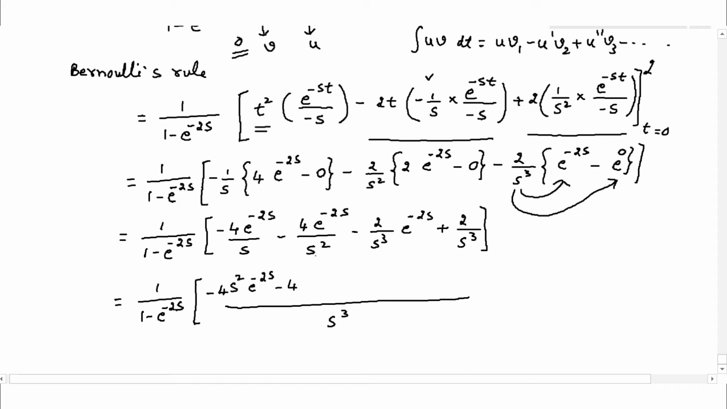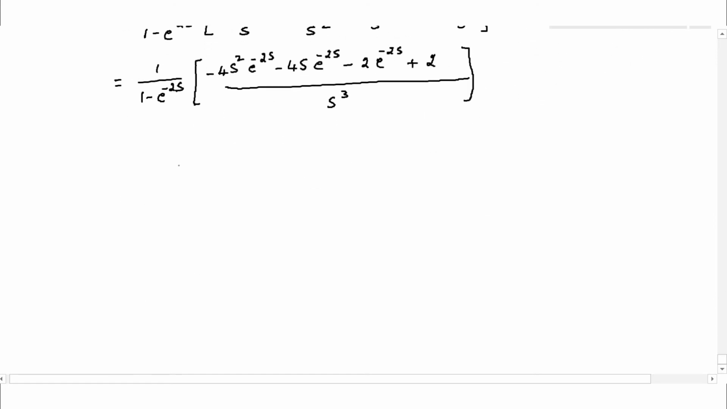So s square is there in the denominator. To make s cube, multiply by s in the numerator. S e power of minus of 2s minus, this value will be as it is. It is 2 e power of minus of 2s plus this value 2 as it is. So further, s cube we can take common outside and rewrite this one. This will be equal to 1 by s cube taken common outside. You are left with 1 minus e power of minus of 2s.